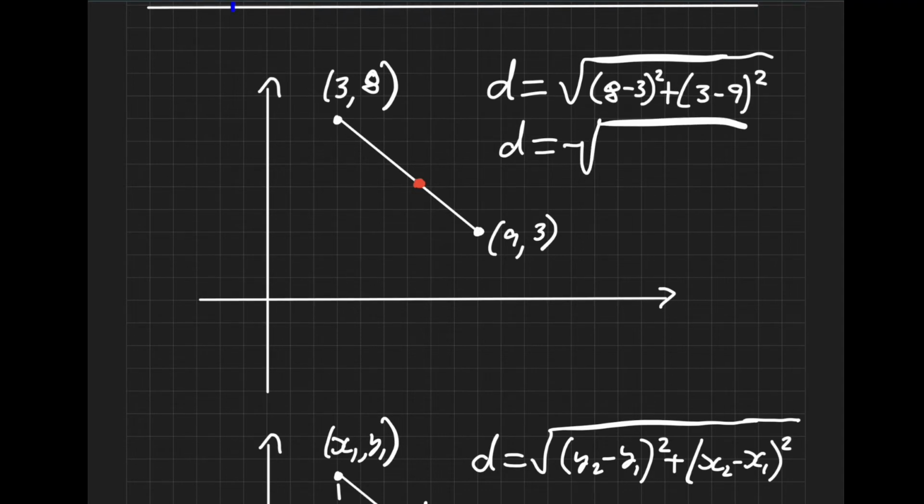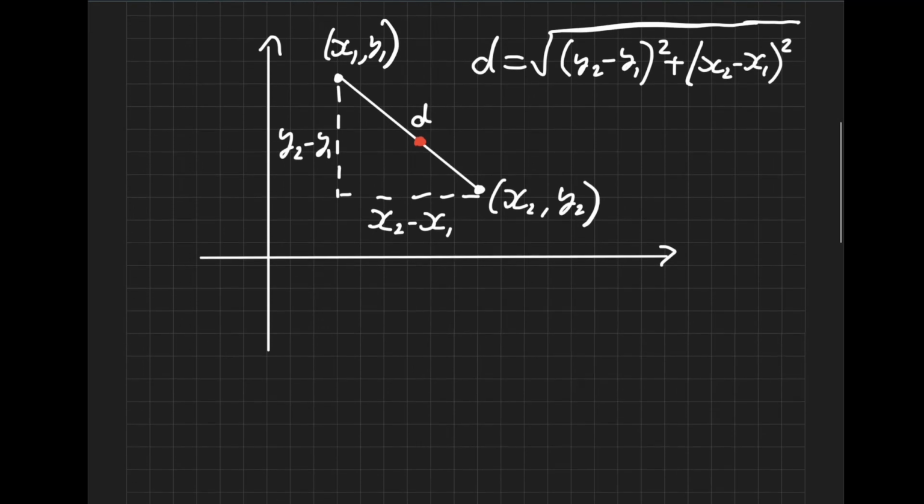8 minus 3 is 5. 5 squared is 25. 3 minus 9 is negative 6. Negative 6 squared is positive 36. So we put that together. 25 plus 36 is 61. So it's going to be the square root of 61. And we can estimate that, or we can leave it as a square root. For now, I'm going to leave it as a square root. So that's how we find the distance between 2 points.